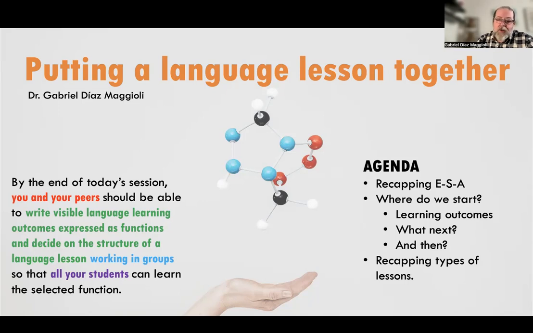How are we going to do this? Well, we're going to review some of the things you may have read during the readings for this unit. For example, the ESA model. Then we consider where we start. We start with the learning outcomes, but then what do we do? And then what happens? And then the final thing will be to recap different types of lessons. Of course, this will have to be done in groups on Schoology.